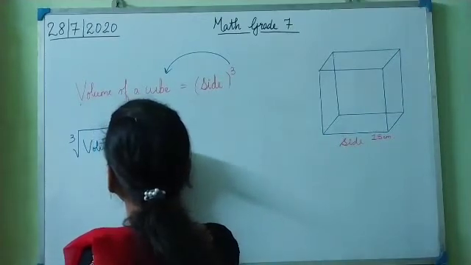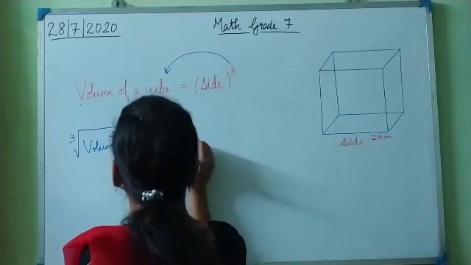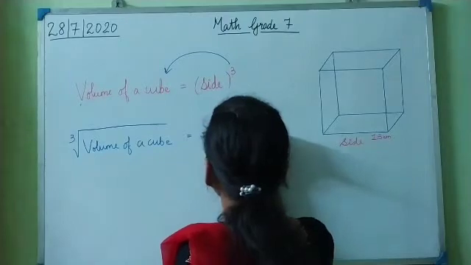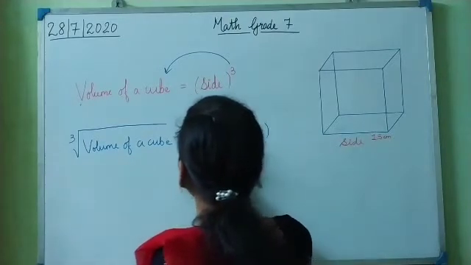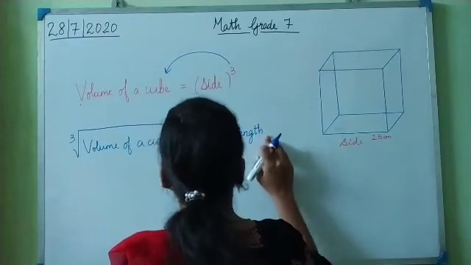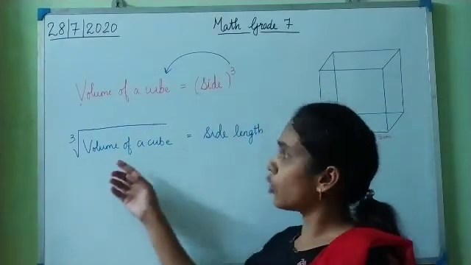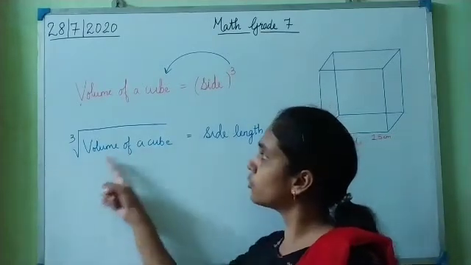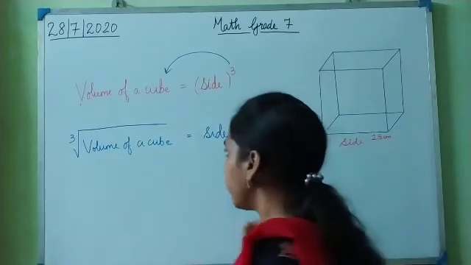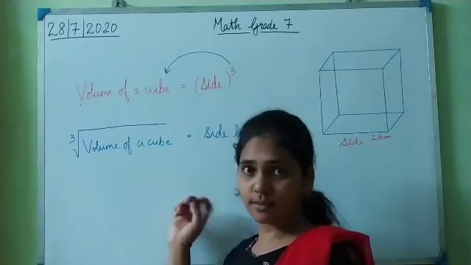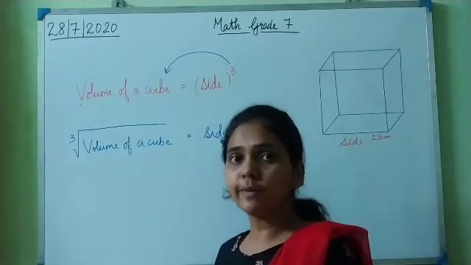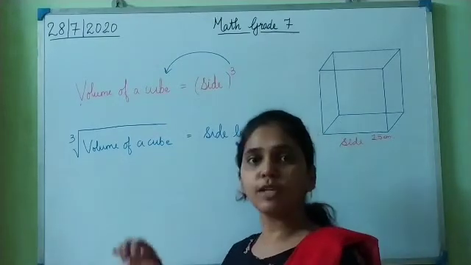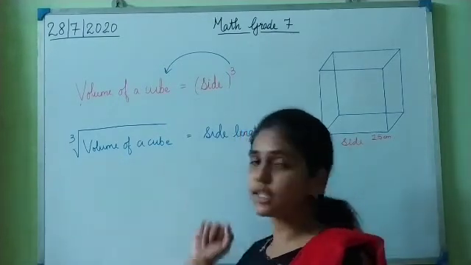of a cube will give me the side length. Side means the length of one side of the cube. So if the volume of the cube is given, we can find the side length by this formula. Side length is equal to cube root of the volume of the cube. Okay. So this is where we can apply our cube and cube root knowledge. If the side length is given, we can find the volume of the given cube, or if the volume is given, we can find the side length of the given cube by using these two formulae.